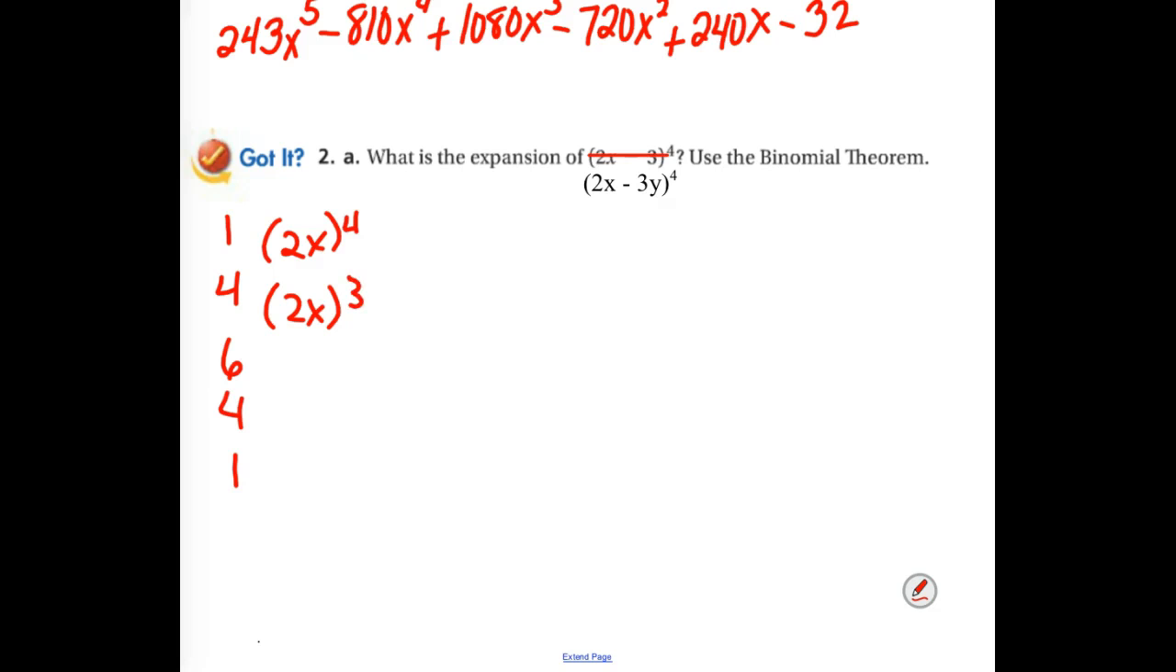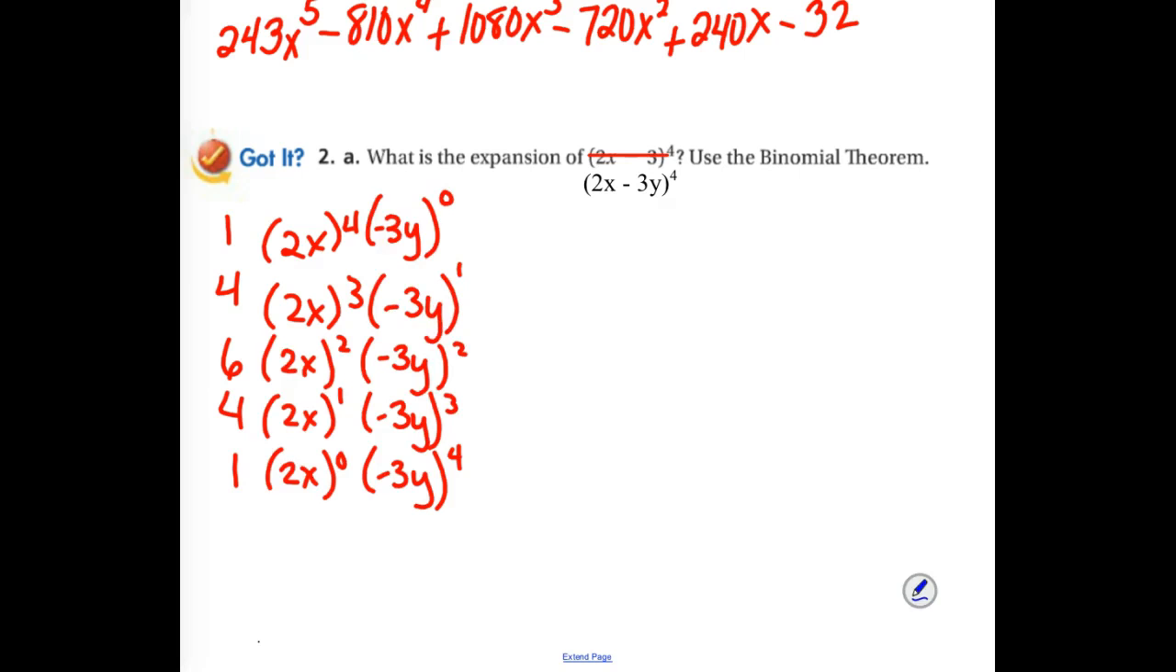Okay. What's my second term? Negative 3y, and it's going to start with what power? 0 and then go up? All right. Finish writing it out and then simplify each term. All right. Check your setup. Make sure that you have the pieces put in there correctly.